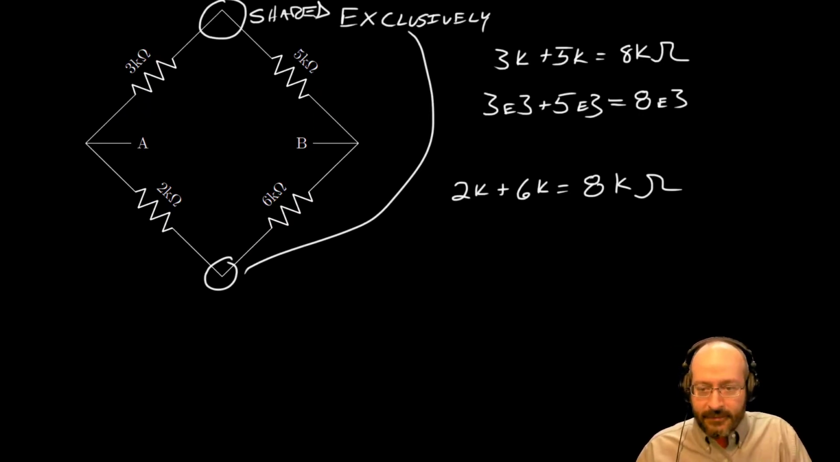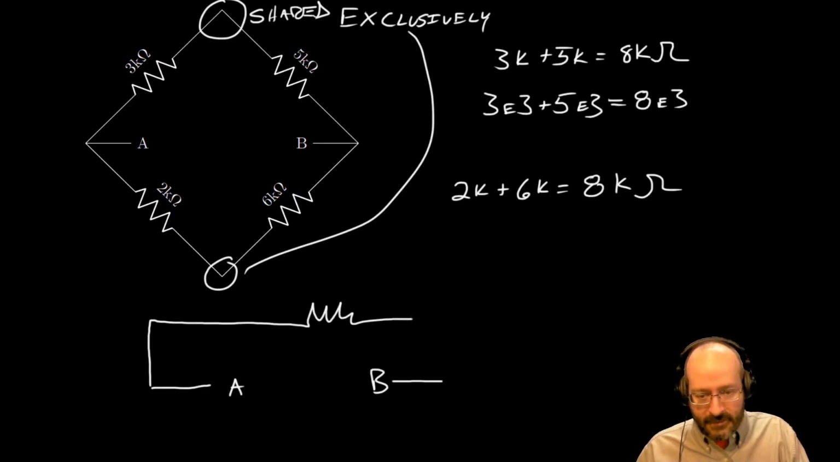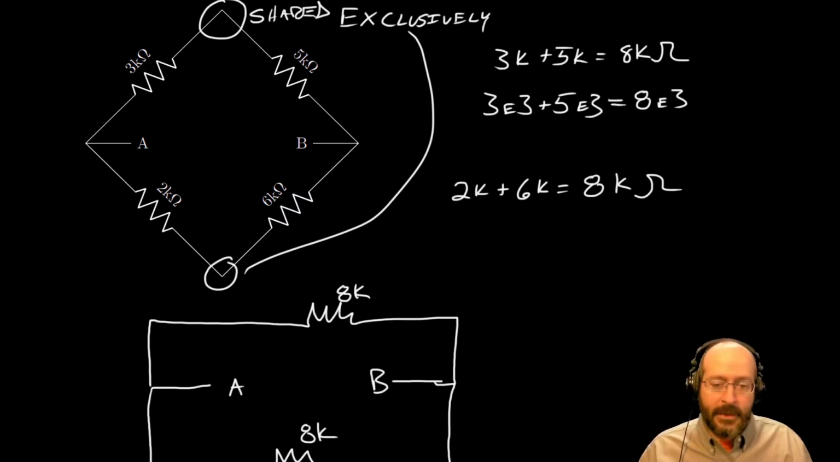So let's redraw that, right? We remove all of the circuit that we just combined. So we ended up with the 3K and the 5K connected up here. Both go between A and B. We lost the node between them. And this is 8K. Okay, and down here between A and B we have the 2K and the 6K. And that ends up being 8K as well.